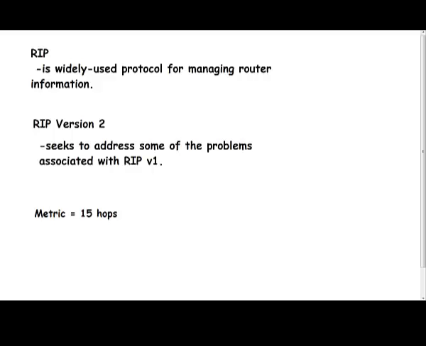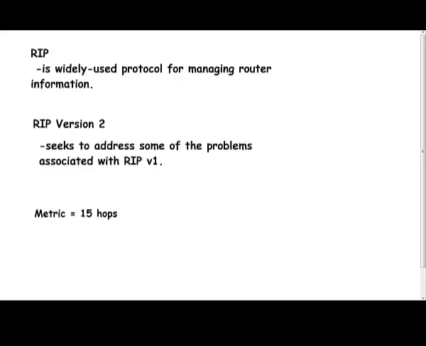Now, what is RIP and RIP version 2? RIP is a widely used protocol for managing router information within a self-contained network such as a corporate local area network, or LAN, or an interconnected group of such LANs. RIP version 2 seeks to address some of the problems associated with RIP version 1, in the context of newer, smarter routing protocols. We can say RIP version 2 is upgraded.